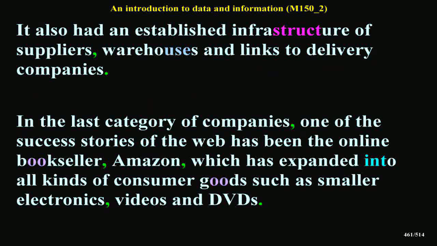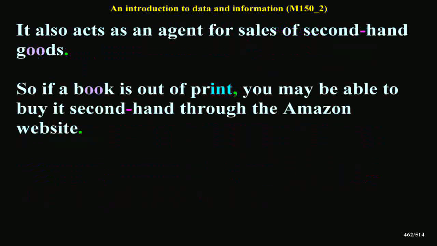In the last category of companies, one of the success stories of the web has been the online bookseller, Amazon, which has expanded into all kinds of consumer goods such as smaller electronics, videos and DVDs. It also acts as an agent for sales of second-hand goods. So if a book is out of print, you may be able to buy it second-hand through the Amazon website.